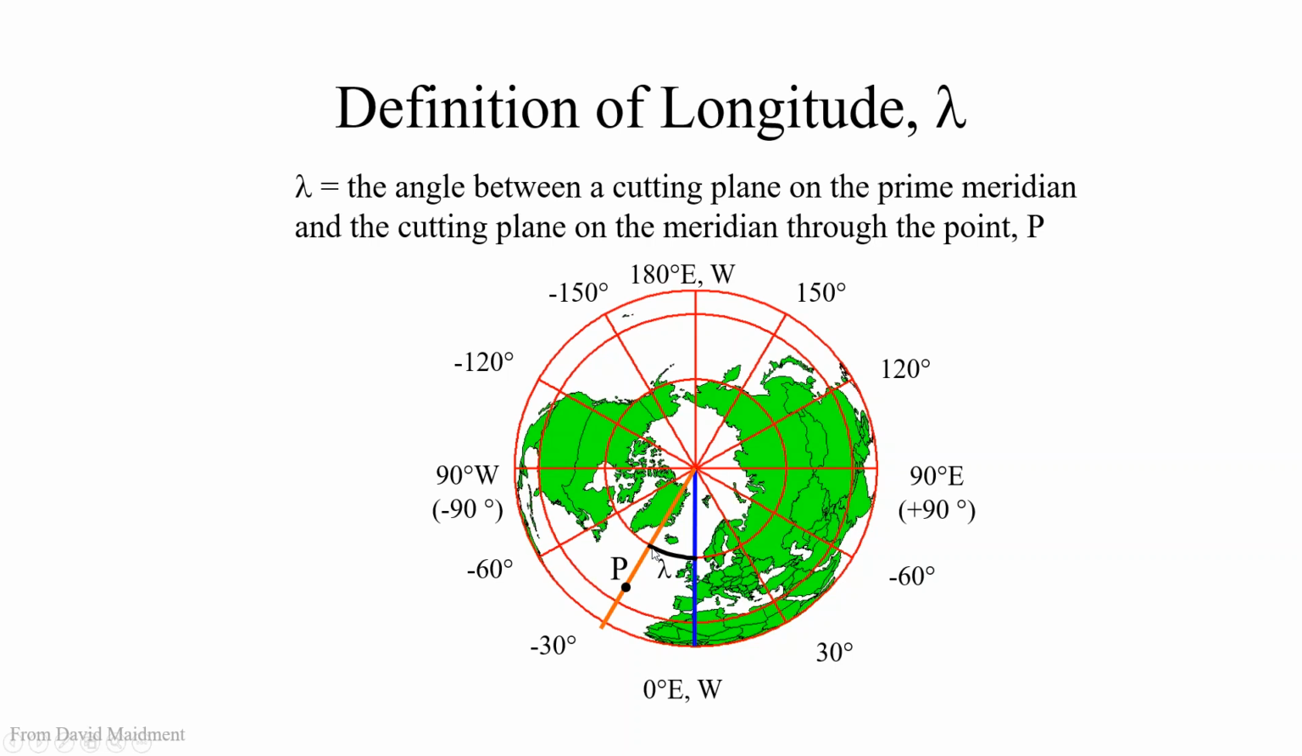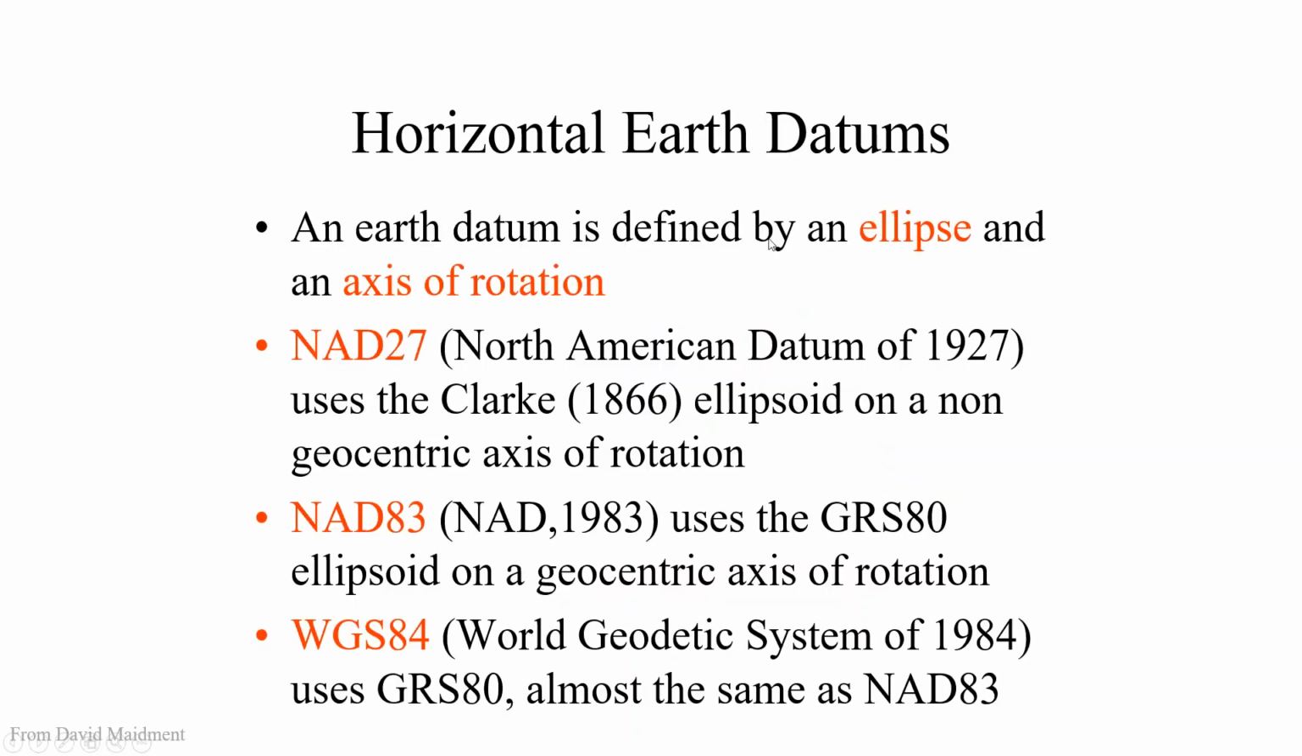Longitude is measured around from the central meridian through Greenwich, England, and it's an angle between a cutting plane of the prime meridian and a cutting plane on the meridian through the point you're interested in. So there are horizontal Earth datums. We talk about the North American Datum of 1927, the North American Datum of 1983, and as we started getting a better understanding of the Earth, the World Geodetic System datum of 1984. It's almost the same, but differs in subtle ways.